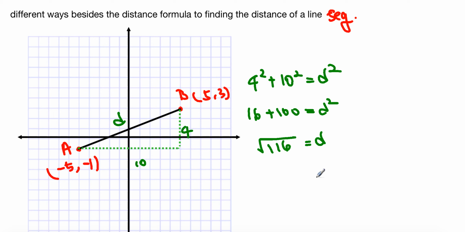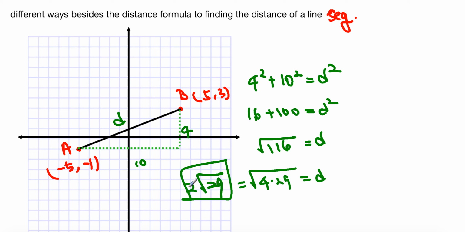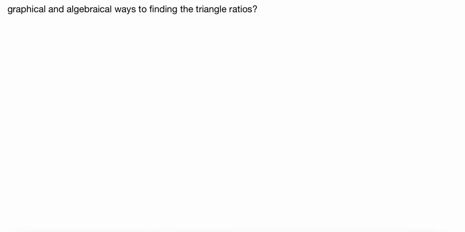But you know that 116 is in fact divisible by 4. So we get 4 times 29, I believe, is equal to D squared, so D is equal to 2 square root of 29. So that's another way for you to find the length of the line segment, besides using the distance formula, in fact, even though this was the distance formula anyway. All right, so next question by the same student.